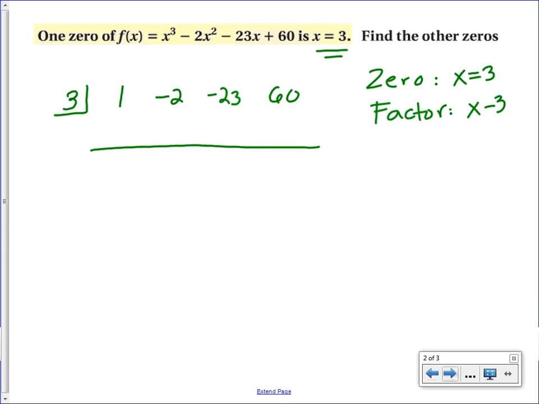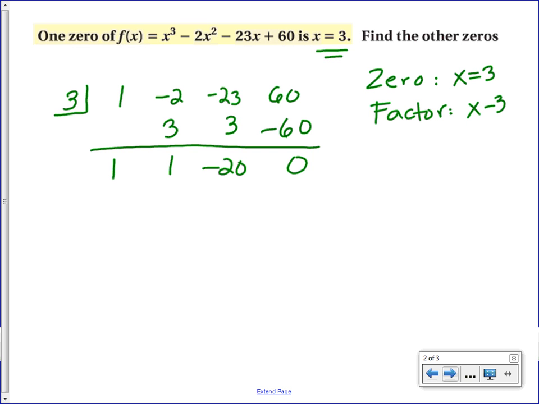Do the synthetic division. Bring down the 1. 1 times 3 is 3. -2 plus 3 is 1. 1 times 3 is 3 again. Add those two together, get -20. And -20 times 3 is -60. Add those last terms together and get a remainder of 0, which is what we were expecting.